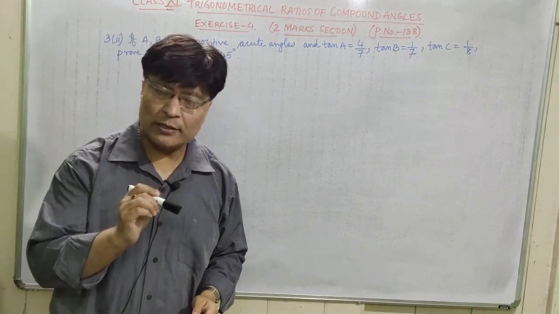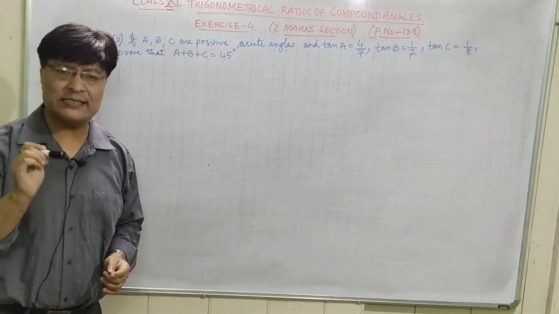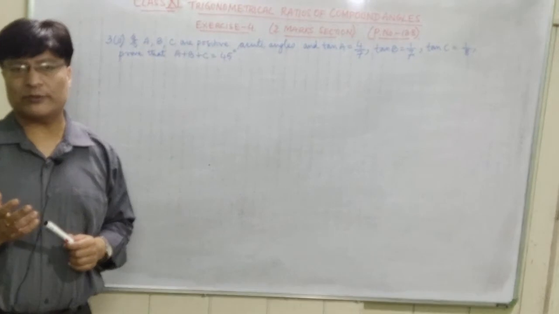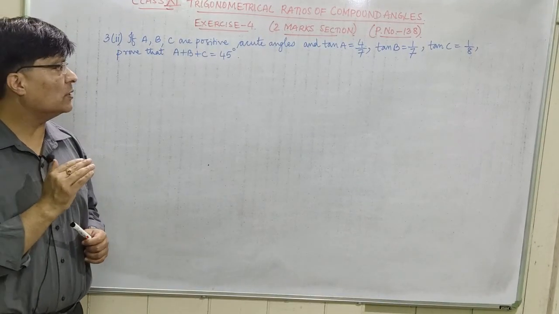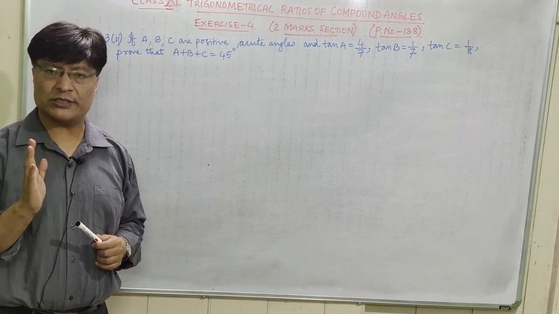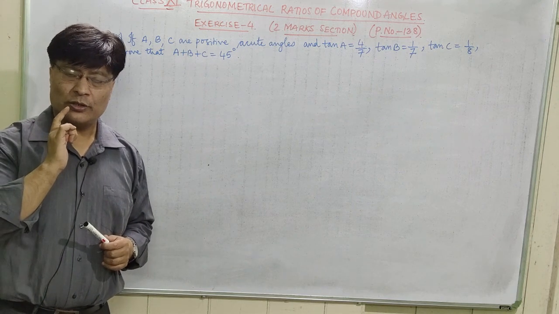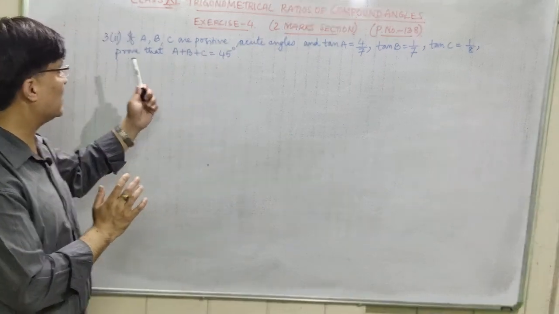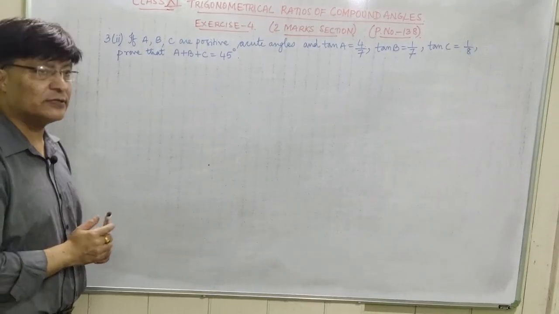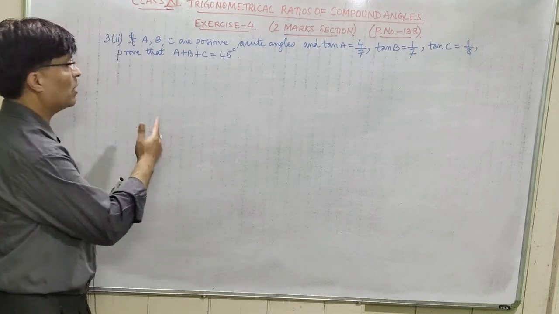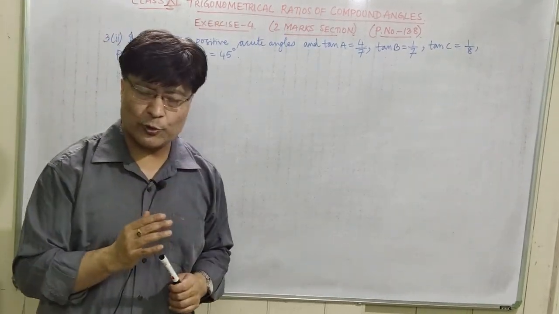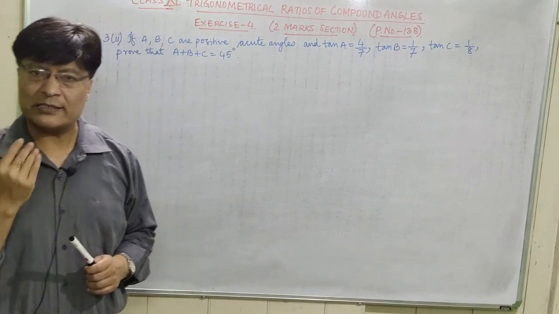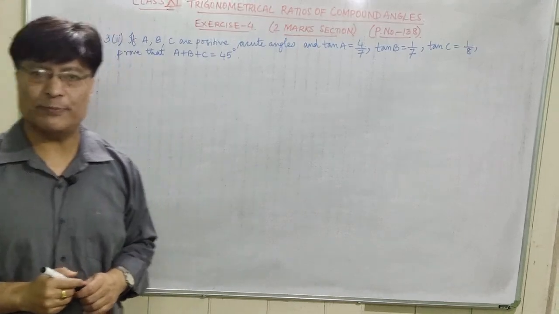In the question it is given that A, B and C are positive acute angles and all the angles lie in the first quadrant, and in the first quadrant tan A, tan B, tan C are all positive. The values of tan A, tan B and tan C are also given. You have to prove that A plus B plus C is equal to 45 degree. Is that clear? So how will you prove it? In order to prove A plus B plus C is equal to 45 degree, first of all let us calculate tan of A plus B plus C.